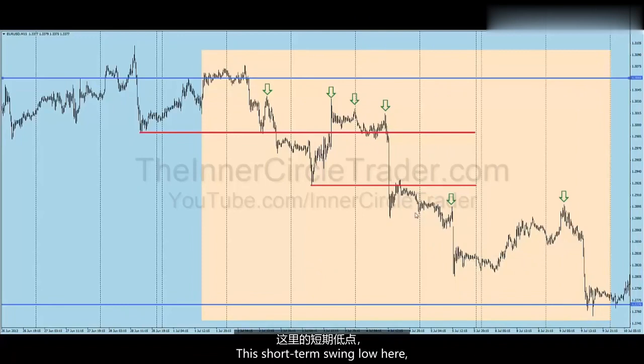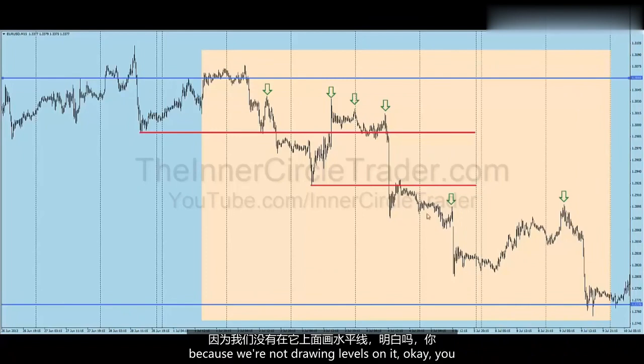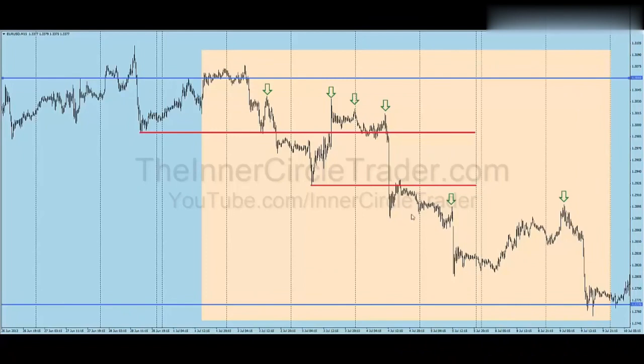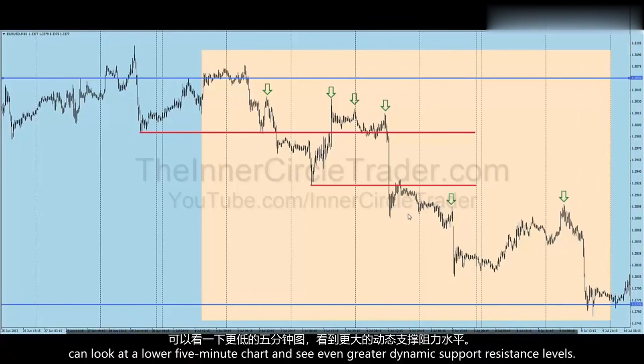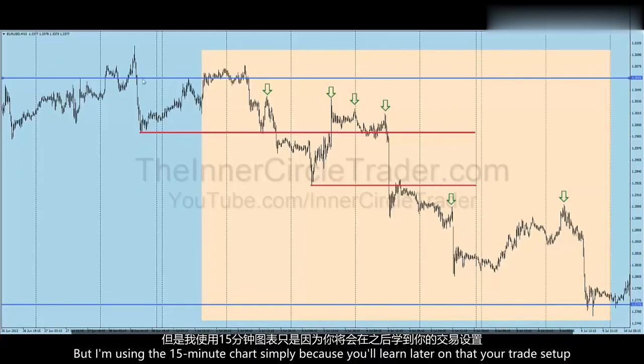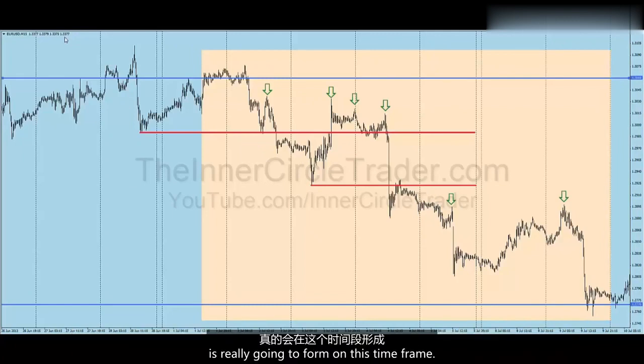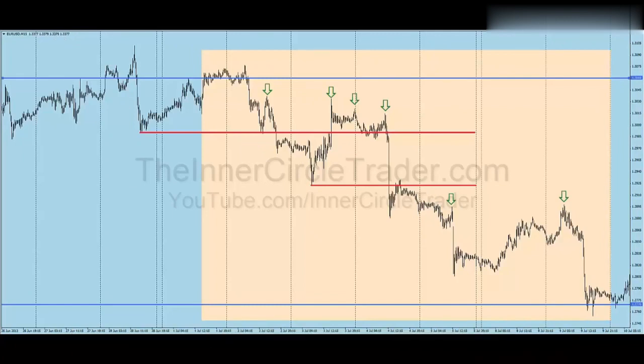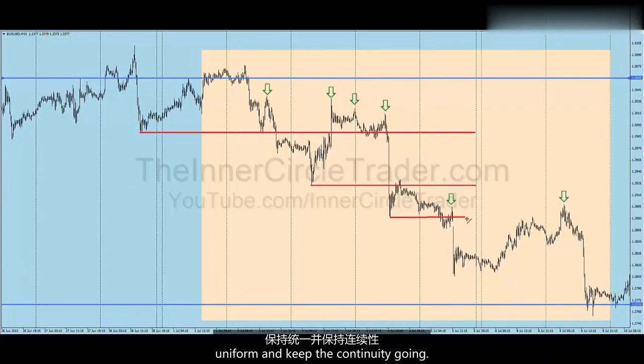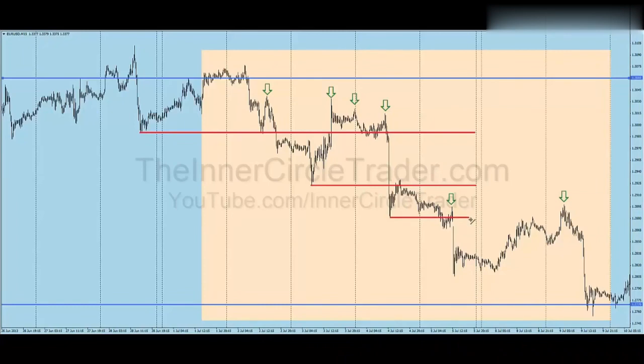This short-term swing low here, because we're not drawing levels on it, you can look at a lower 5-minute chart and see even greater dynamic support resistance levels, but I'm using the 15-minute chart simply because you'll learn later on that your trade setup's really going to form on this time frame. But we're going to keep it uniform and keep the continuity going.